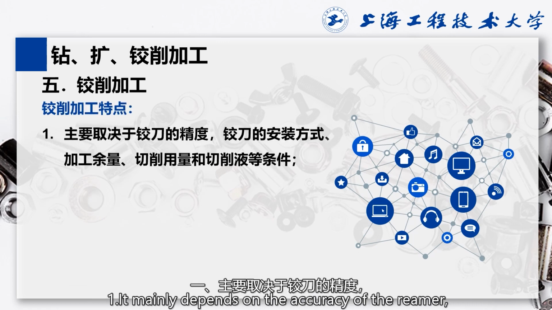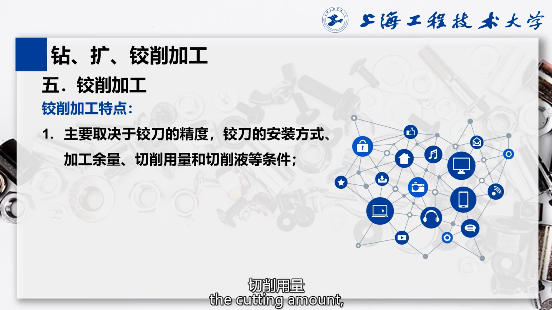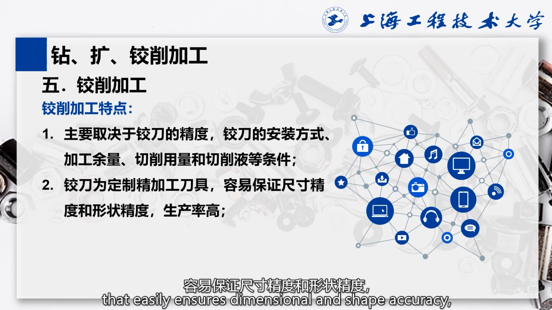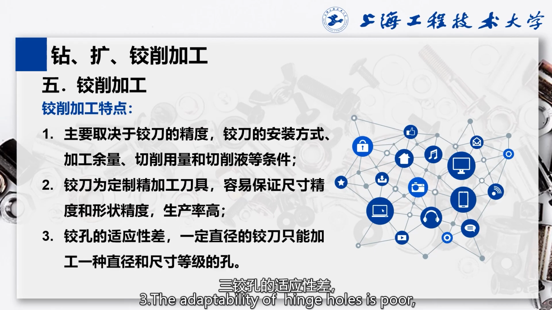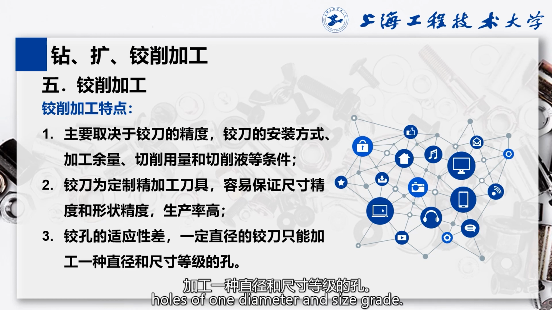First, it mainly depends on the accuracy of the reamer, the installation method of the reamer, the machining allowance, the cutting amount, and the cutting fluid conditions. Second, the reamer is a customized precision machining tool that easily ensures dimensional and shape accuracy with high productivity. Third, the adaptability of reamed holes is poor, and a reamer with a certain diameter can only process holes of one diameter and size grade.